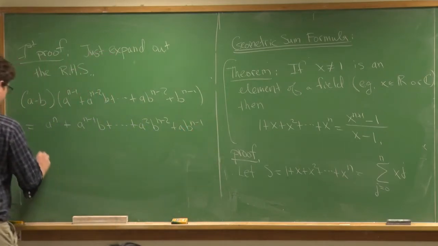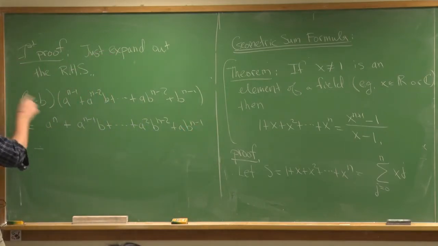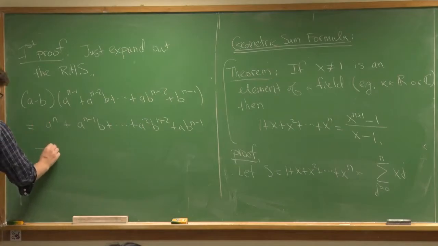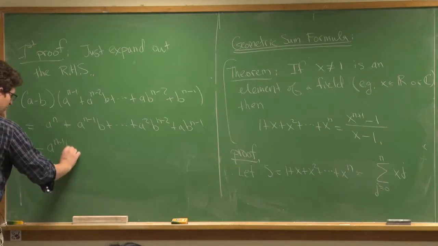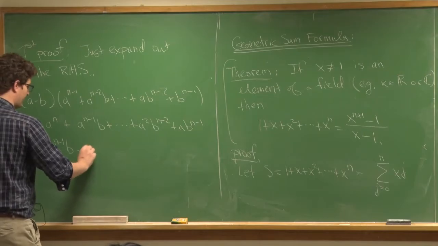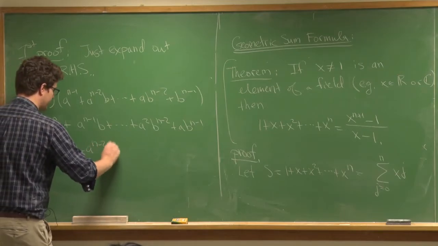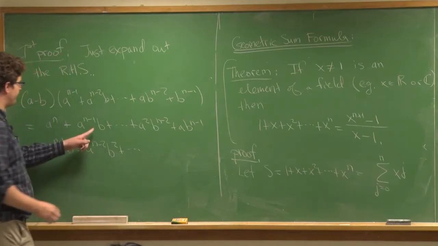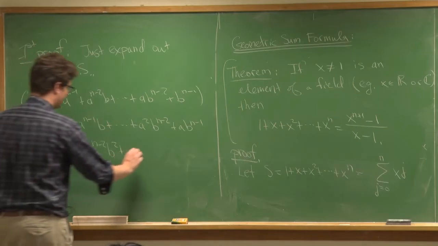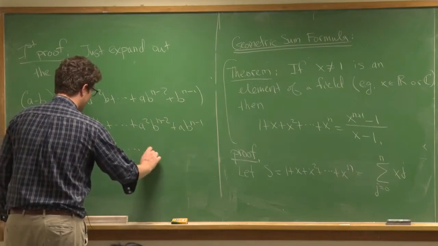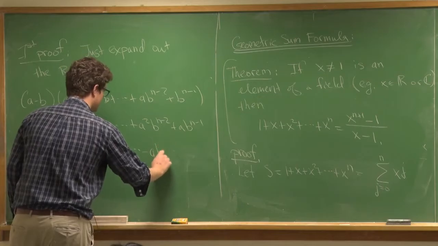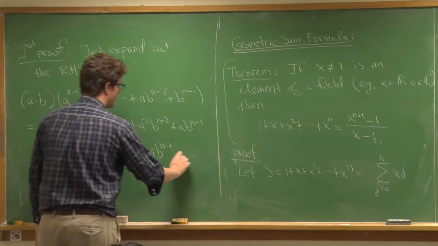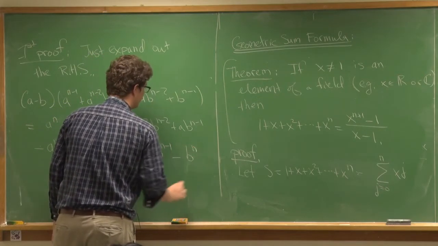All right, and then we're going to have minus, and now I'm just going to multiply by b. So we have a to the n minus 1 b minus a to the n minus 2 b squared plus, and then it goes all the way up, right? And then it gets to here, so then it goes, or I guess minuses, minus a b to the n minus 1 minus b to the n.